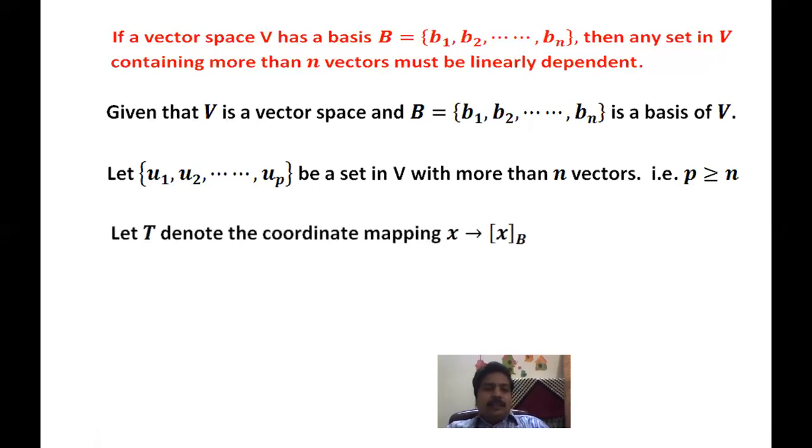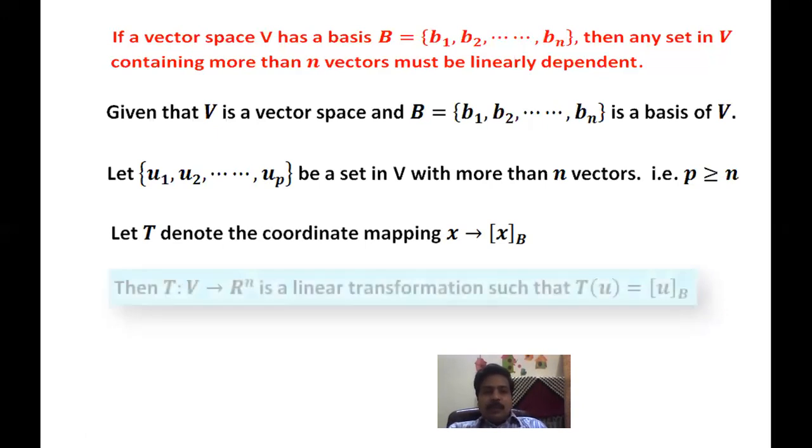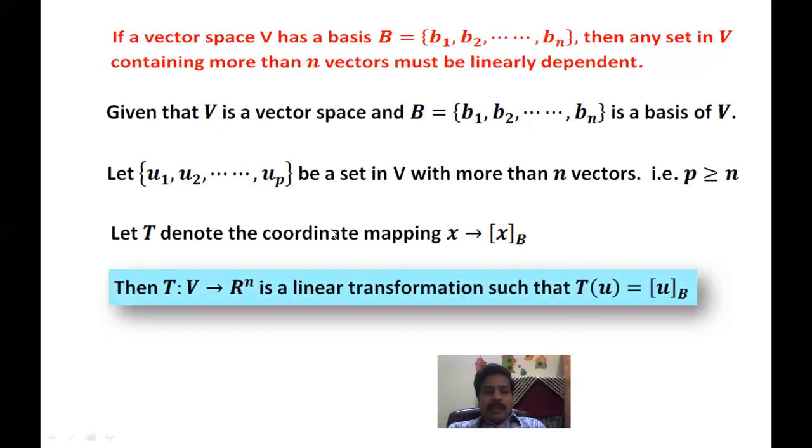For convenience, let us denote the coordinate mapping x to xB with T. So let T denote the coordinate mapping x to xB. So T is the coordinate mapping. Then T is a mapping from V to Rn, and it is a linear transformation. We have already seen that it is an isomorphism.